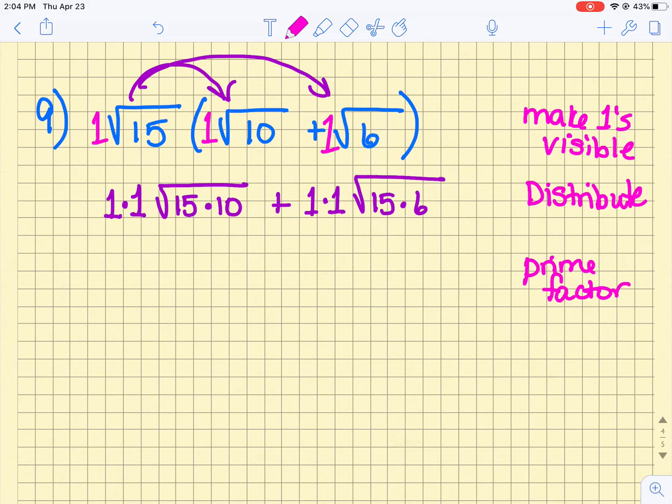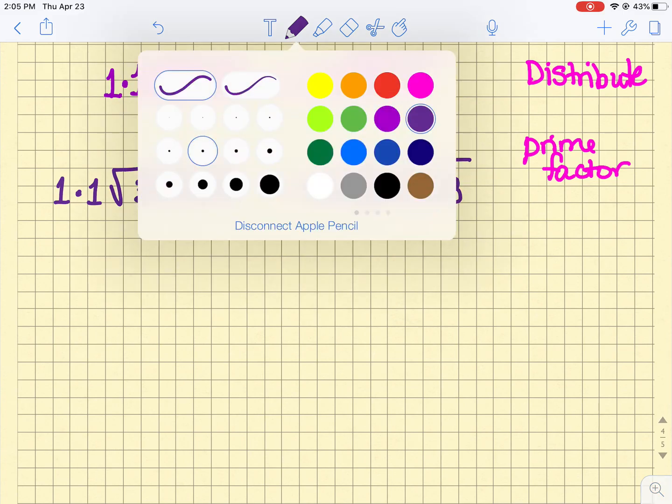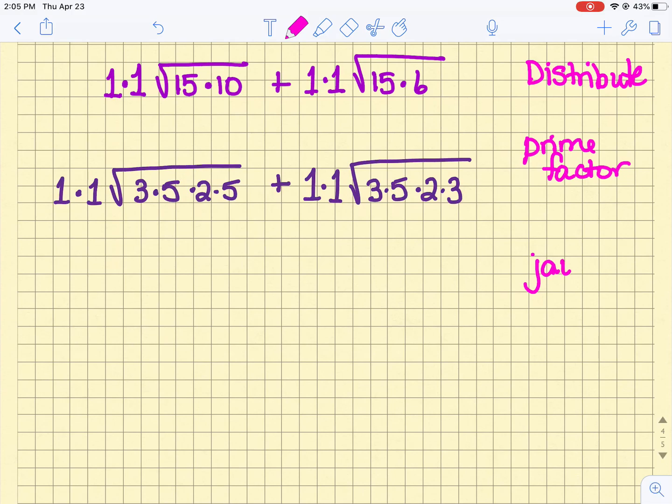Now I'm going to prime factor. So 1 times 1 on the outside, and on the inside of this one, it's going to be 3 times 5 for the 15, and then the 2 times 5 for the 10. Are we all right with that first one? Okay. And the second one, it's 1 times 1 on the outside, and on the inside, for 15, I'm going to write 3 times 5, and for the 6 it's going to be 2 times 3. Now I'm going to jailbreak. I don't really know what the mathematical term is. I'm going to square root it.